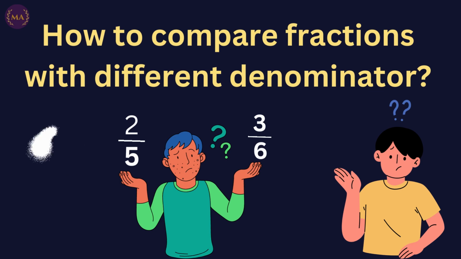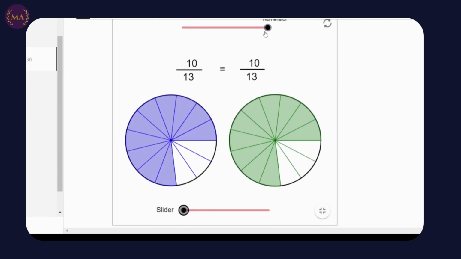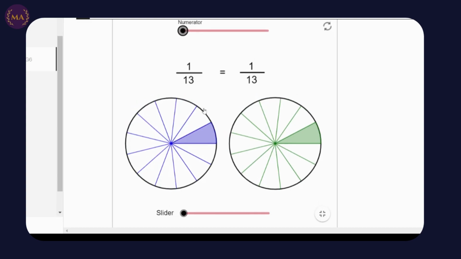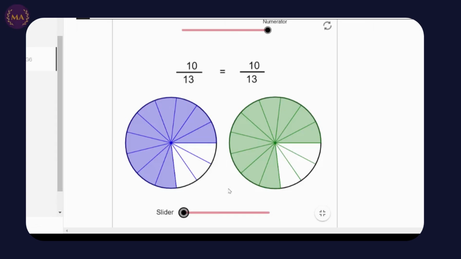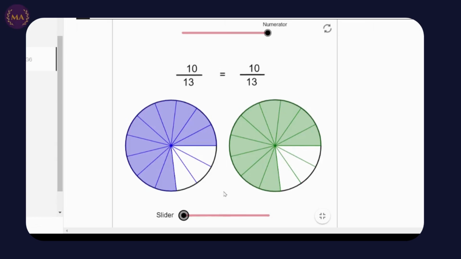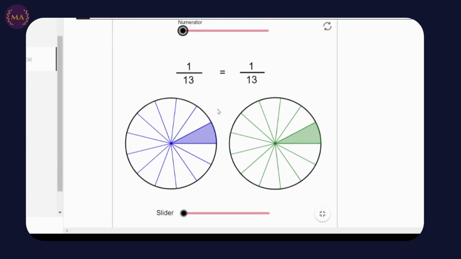So let's see what to do in such cases. Now I'll show you a simulation over here. You can see that the fractions have an equal denominator, and if the denominator is the same, it's easy to compare. That's what we have seen in the previous one.